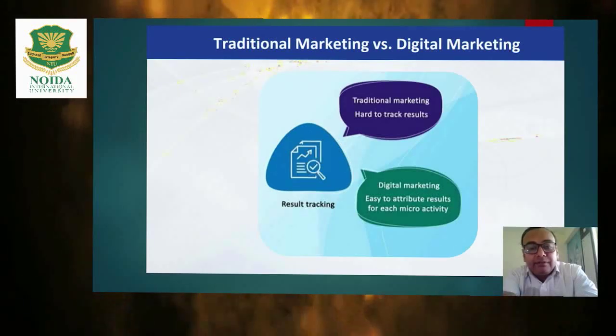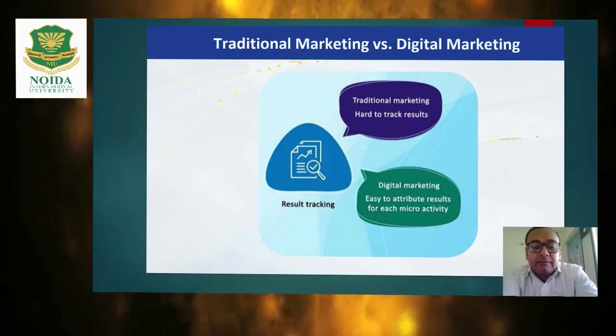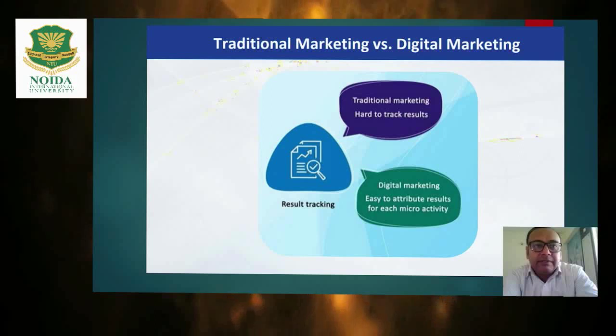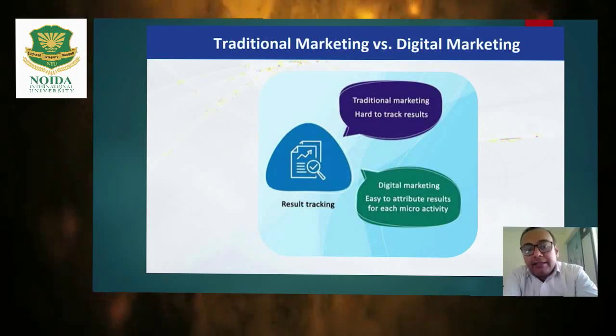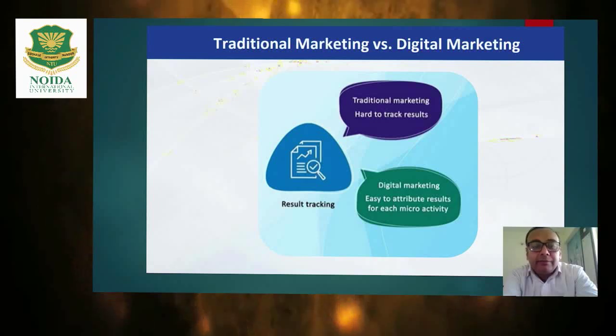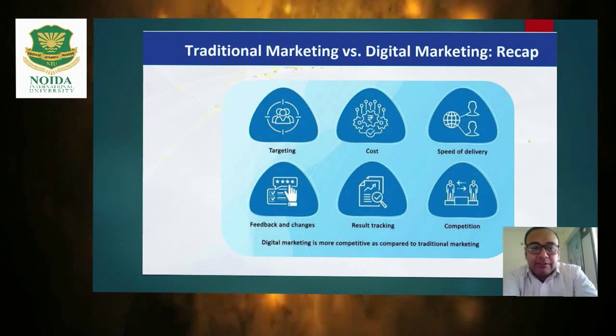And if you compare in the form of result tracking, the traditional marketing results are very hard to track, because it takes a whole lot of time to analyze the results effectively. But as compared to that, with digital marketing it's easier to analyze the result, even at a minuscule rate, or if your activity is very small, you can actually count it.